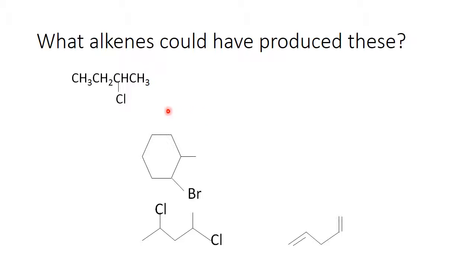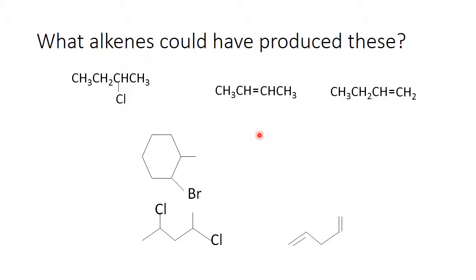What alkenes could have produced this? Well, if I look at this halide, this is 2-chlorobutane, it had to have come from an alkene. What alkene? Well, the double bond either could be here or it could have been here. Let's look at the possibilities. It could have been from here, where a hydrogen had been added here and the chlorine here, or it could have been added where a hydrogen was added here and a chlorine here. So the double bond could have been here or it could have been here, either of these possibilities.